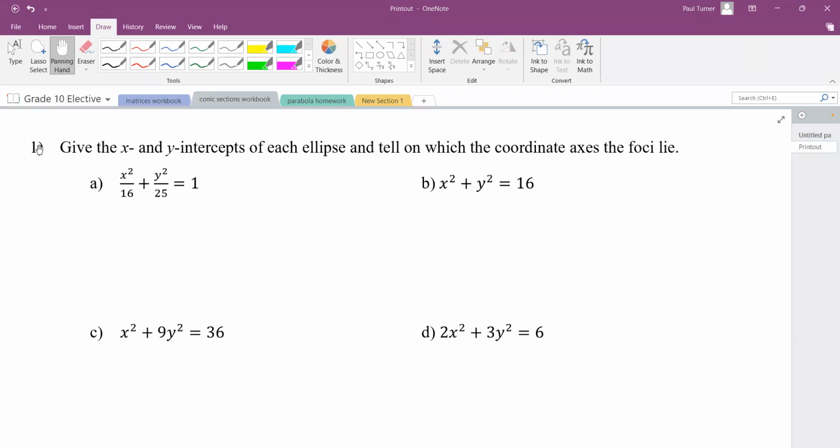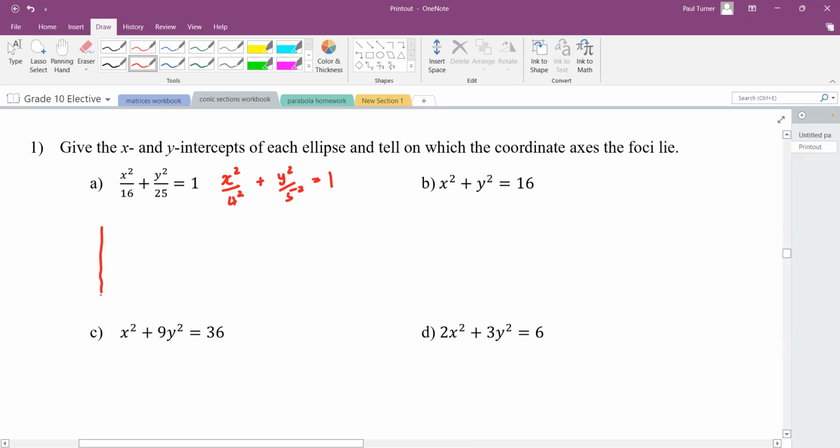So in question 1, we want to find the x and y intercepts of the ellipse and tell on which coordinate axes the foci lie. So the first thing you should really do with these questions is to rewrite it in the standard form. It already is, but I want to make 16 and 25 as powers. So x squared on 16, which is 4 squared, plus y squared on 25, which is 5 squared, equals 1. So we try to get it in this form here. And at this point, I would try to get an idea of what the graph looks like before I try to calculate anything, because my answers will come from the graph anyway.